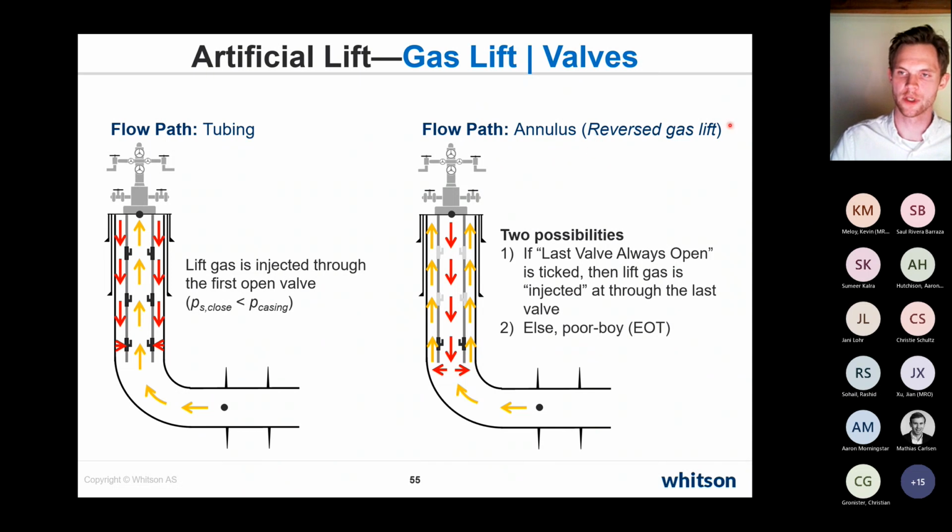For annulus, reversed gas lift, since these gas lift valves are strictly speaking one-way valves, you can have the option that it's not always such that the last valve is a valve. It may just be an orifice or choke, maybe practically a hole through the pipe. In that case, the gas would go out the valve. If this last valve always open is ticked, that's what it means. If it's sort of an orifice, then that's what we're indicating. If that's not true, if all the valves have a closing pressure, then in annulus this would be all the way down to the end of the tubing and back up again, like poor boy.